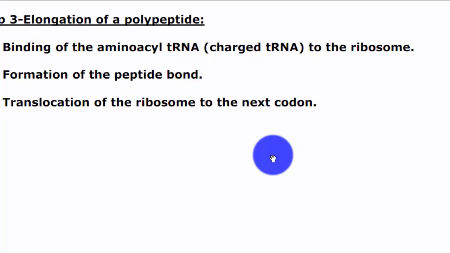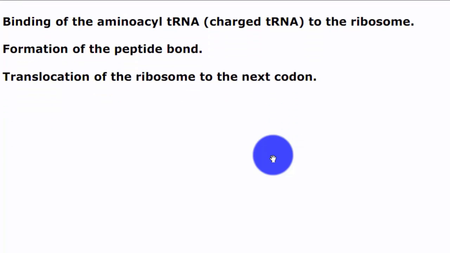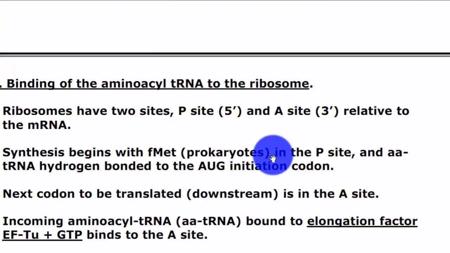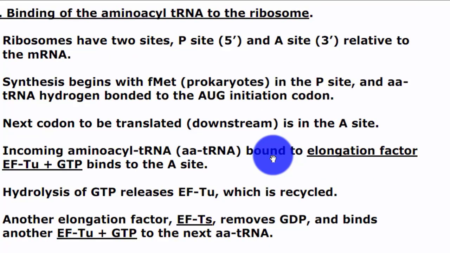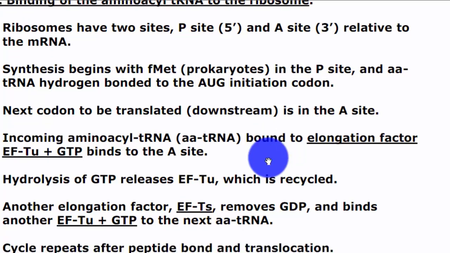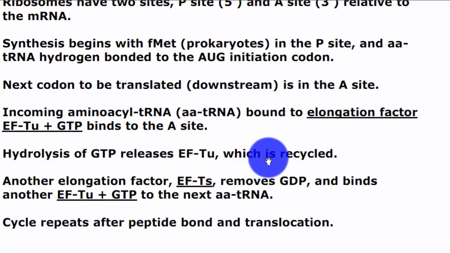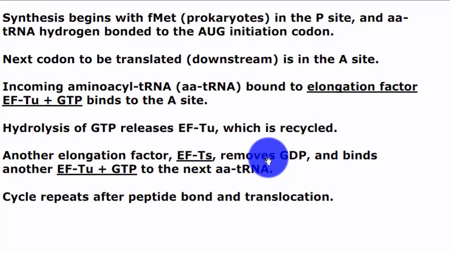the aminoacyl transfer RNA to the ribosome, formation of peptide bond, translocation of the ribosome to the next codon. Binding of the aminoacyl transfer RNA to the ribosome. The ribosome has two sites, the P site and A site, relative to the messenger RNA. Synthesis begins with fMet in prokaryotes in the P site, and the transfer RNA hydrogen bonds to the AUG initiation codon. The next codon to be translated is in the A site.